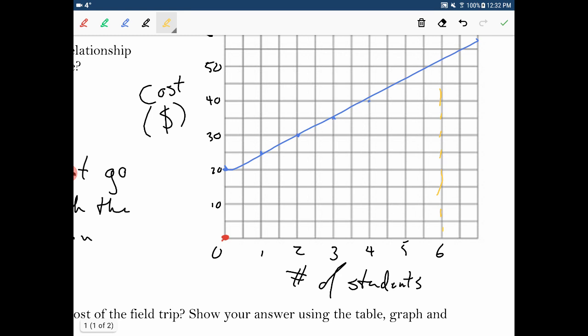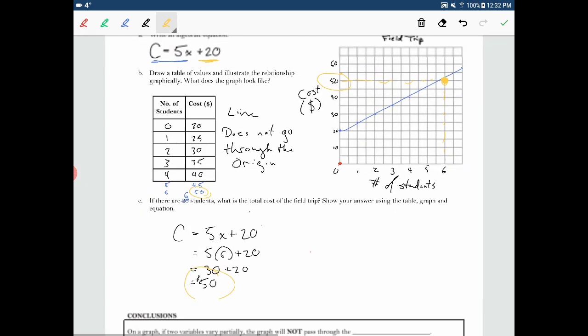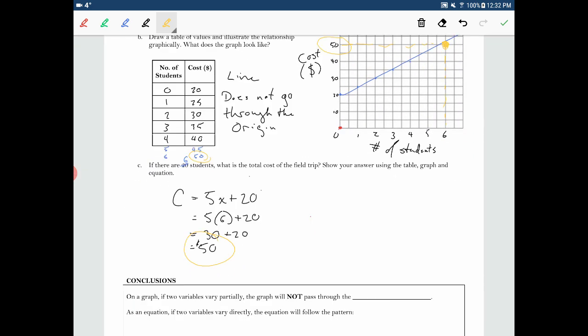And then if we look at our graph, we would go up here. Now I'm going to actually show you the correct answer because my line of best fit did not exactly line up, but it's supposed to go through that point right there. I'll make my dot really big. Okay. And then you can see that would take us to 50, which is the answer. Okay. So we got 50 no matter how we did it.